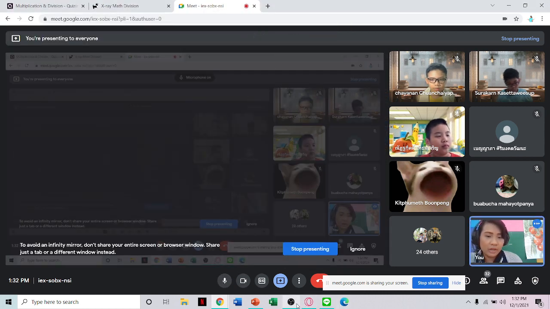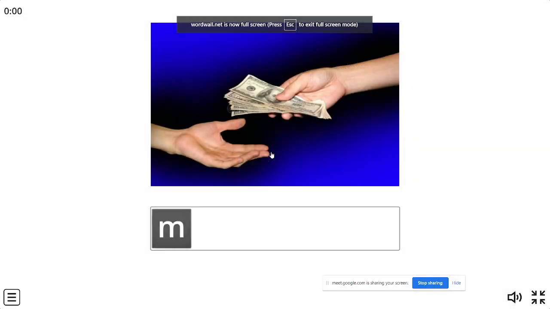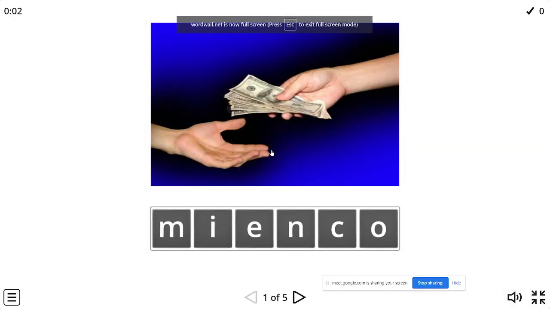Okay. Now can you stop that game? Let us go to our word wall activity. Now look at Teacher Danica's screen. Now let us have our word wall activity. This one is anagram. You're just going to rearrange the letters to form the words.